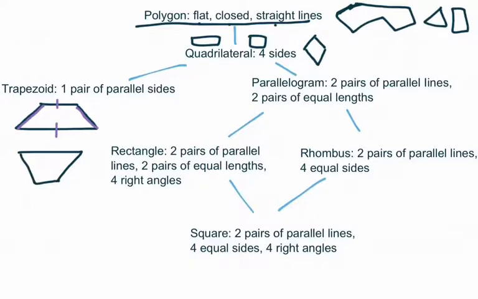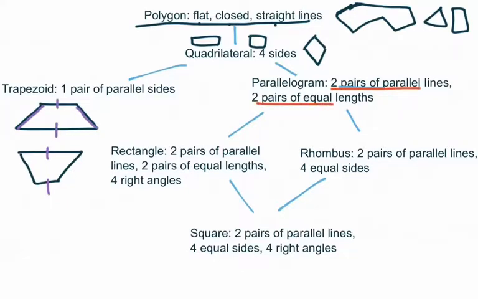Right there. Where are my parallel sides? Right here and right here. Another type or a subcategory of quadrilateral is a parallelogram. So I have to have two pairs of parallel lines, and two pairs of equal lengths.